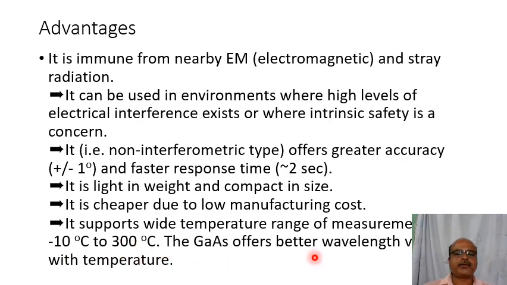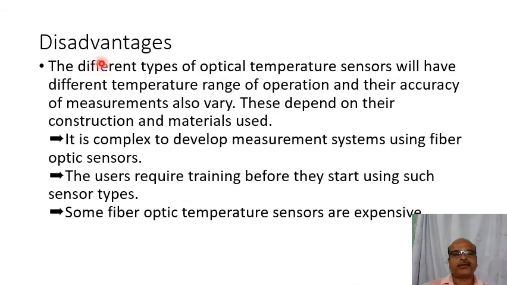Silicon offers better wavelength variation with temperature. So this is the main importance, that the temperature sensing material plays an important role. Also the optical fiber cable cladding material senses that variation, and that variation is represented in the output.